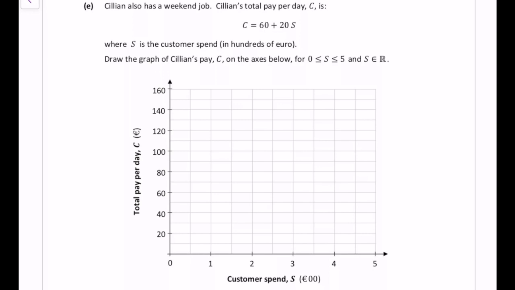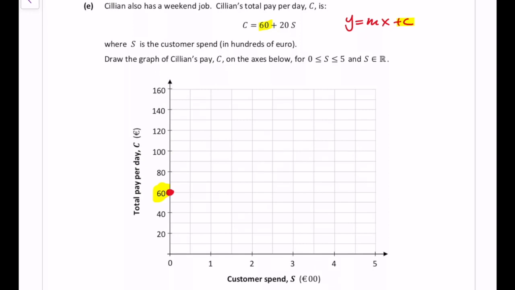Killian also has a weekend job. Killian's total pay per day is C, where C is 60 plus 20S. Draw a graph to show Killian's pay. Again, this looks like a straight line graph. It looks like the shape of this is y is equal to mx plus c. In this example, we can see that the y-intercept, c, is this number 60. So this is where it crosses the y-axis. So I can put a little dot there.